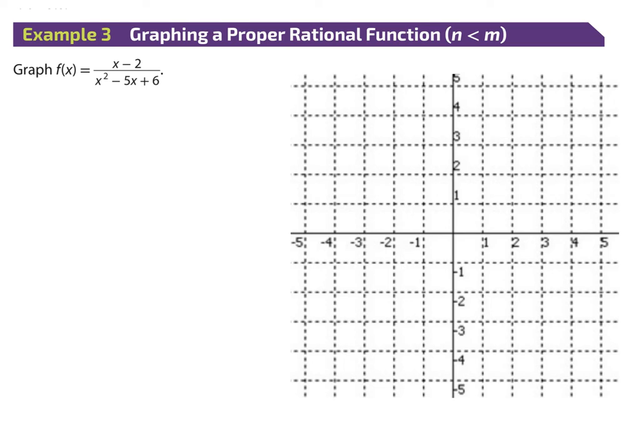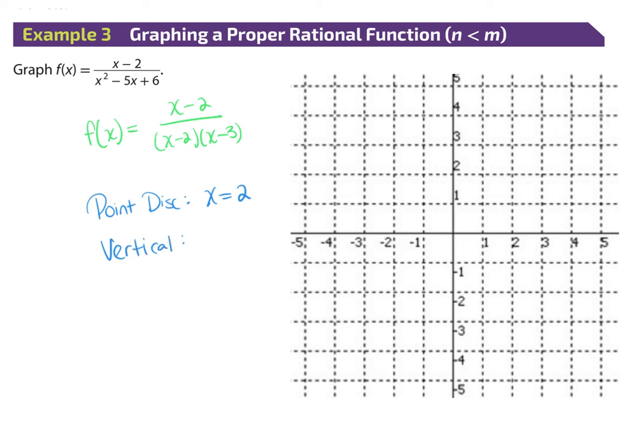So for my vertical and my holes, I am going to use my factoring method. I have x minus 2 on top. On the bottom, I have x minus 2, x minus 3. So my 2 here is going to cancel. So that is a point discontinuity, right? That is a hole. So I have a point discontinuity at x equals 2. All right, my 3 does not cancel. So I am going to have a vertical at x equals 3, right?